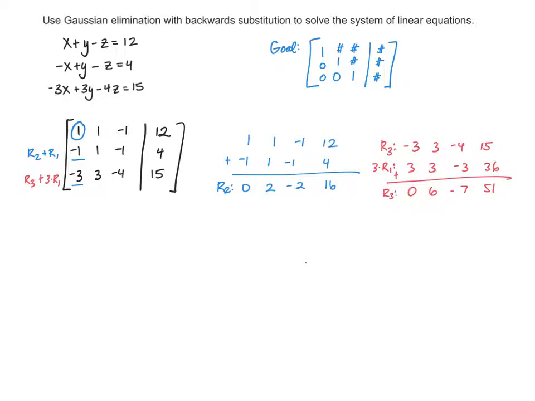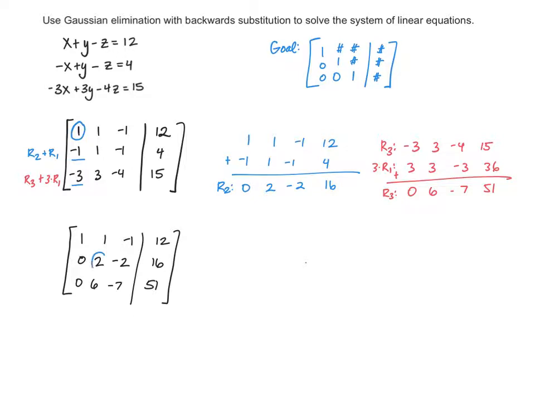So the current matrix that I have, recopy row 1. So we still have 1, 1, -1, and 12 across the top. And now write down our new row 2, 0, 2, -2, and 16. And our new row 3, 0, 6, -7, and 51. So column 1 looks exactly how we want it, the 1, 0, 0. So now we move over to column 2.